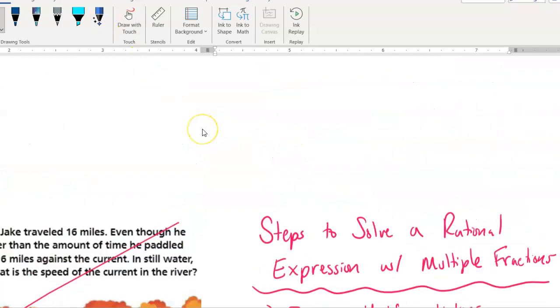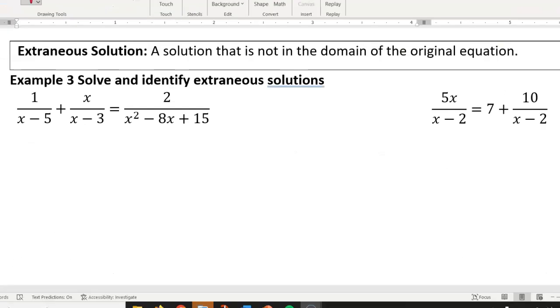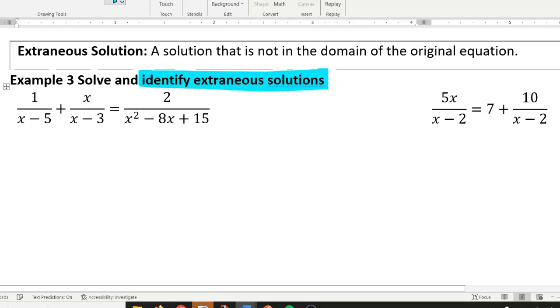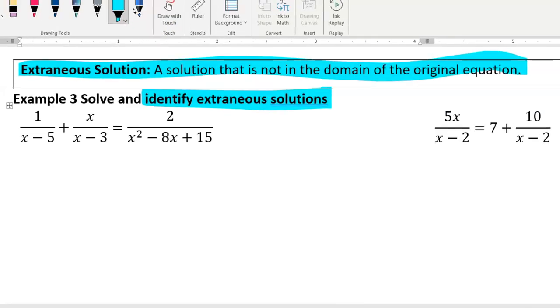So let's look at our first example here that you have in your notes. And if you notice the instructions here, it says solve and identify extraneous solutions. So remember, an extraneous solution is a solution that is not in the domain of the original equation. So that means it's going to be part of your restrictions. That's why we identify those restrictions after we factor the denominator, because then if we get an answer that falls into one of those restrictions, then that answer doesn't work.